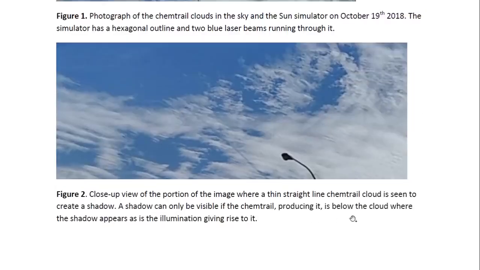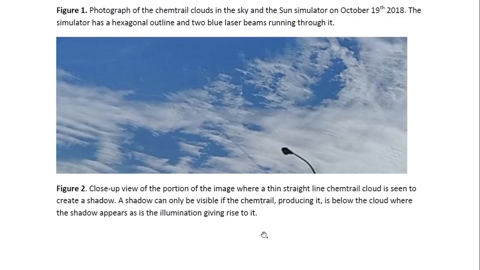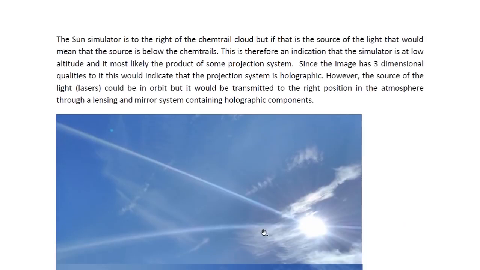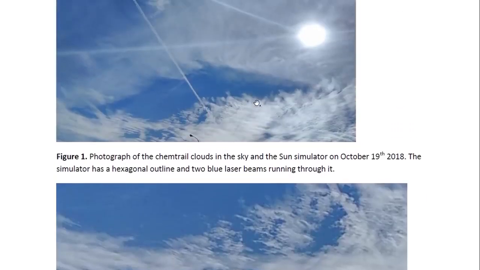This is diagonally across, just like this spreading chemtrail cloud there. So this would indicate that there is illumination causing this shadow to appear on that cloud, and the illumination has to be below cloud level. And also this cloud would be above this chemtrail cloud because the shadow would have to be above it, and so would the illumination. Now the sun simulator is to the right, as you can see here. There's the sun simulator there.